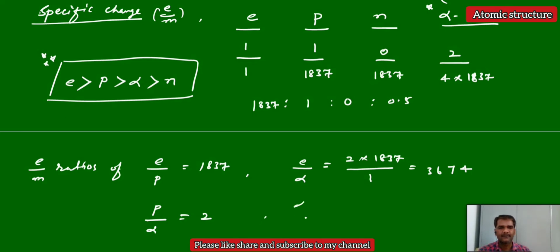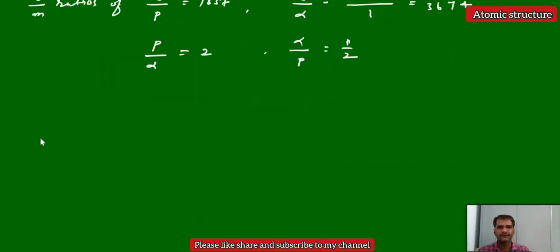If they ask alpha by proton, you will get 1 by 2. So like this, they may choose any two. They will ask you the specific charge ratios between electron to proton or proton to alpha particle, something like that. We cannot take neutron, as in the neutron case it is 0. Understood this one? Now we'll see a few basic questions related to this discussion.